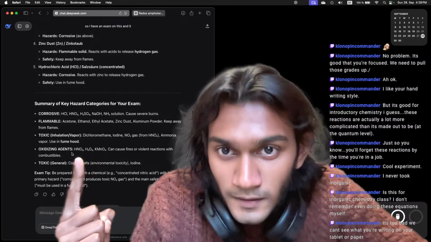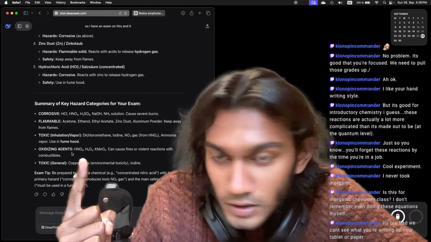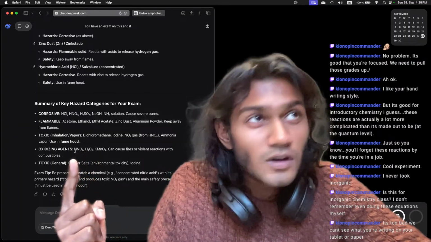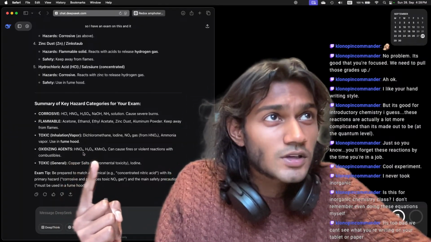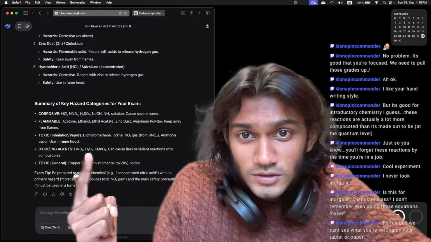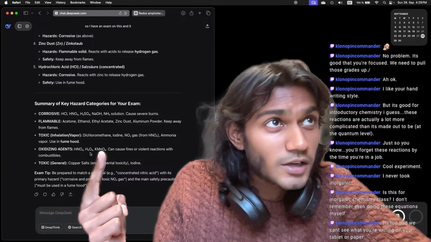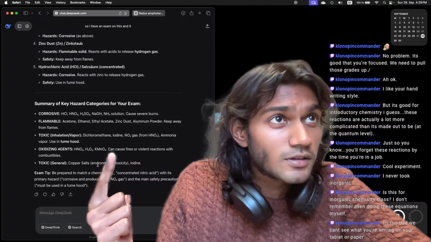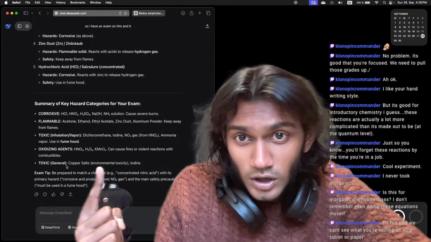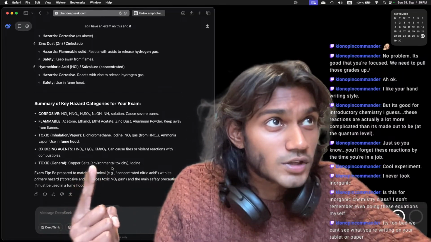Now we got oxidizing agents. Oh, that's my bag. Okay, we got oxidizing agents: nitric acid, hydrogen peroxide, potassium permanganate. These cause fire. Now toxic, general: copper salts, these are toxic. And iodine.